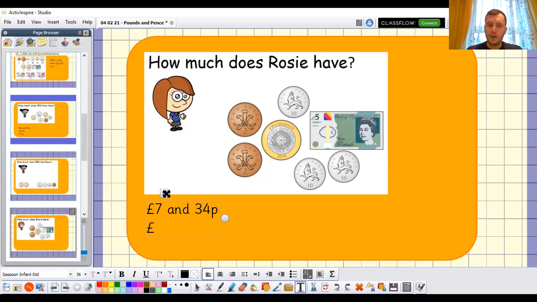So the other ways we could show it is £7 bullet point 34, or if we wanted to show it all in pence, 734 pence. Now, like I said before, we'd probably usually see that one in the middle as the most common way of showing that amount. So that's probably the way that you want to focus on too.